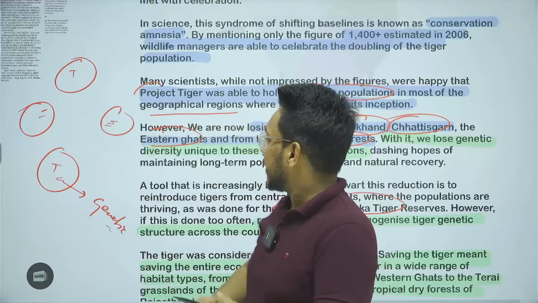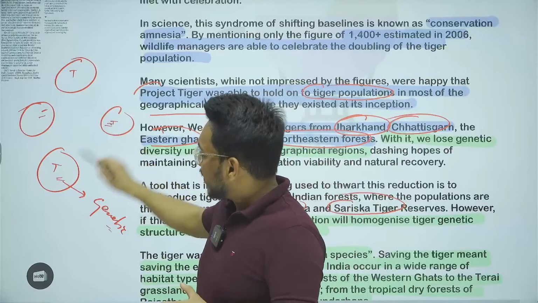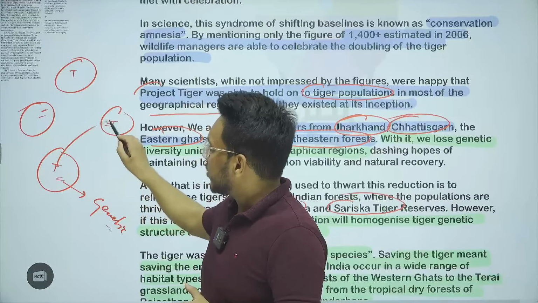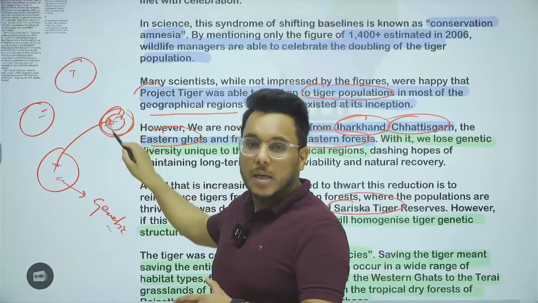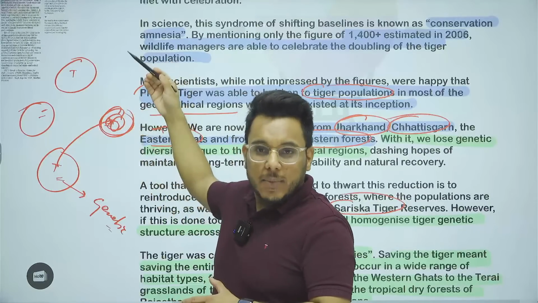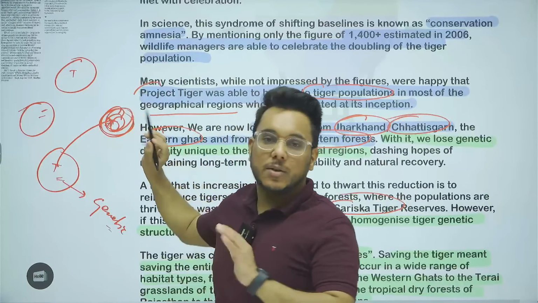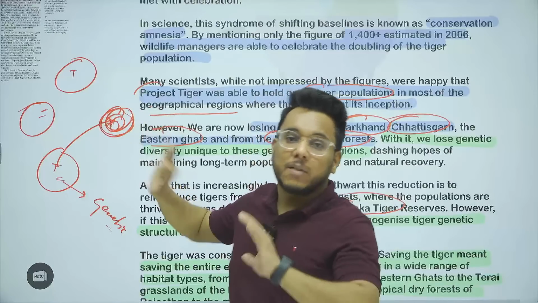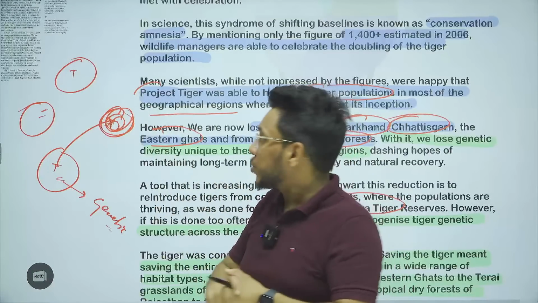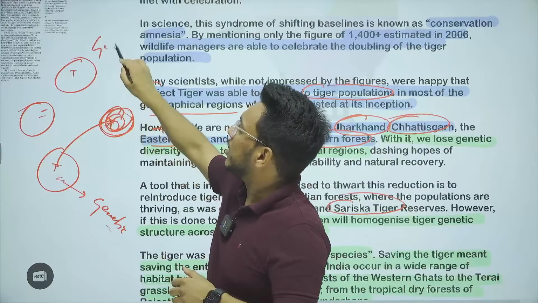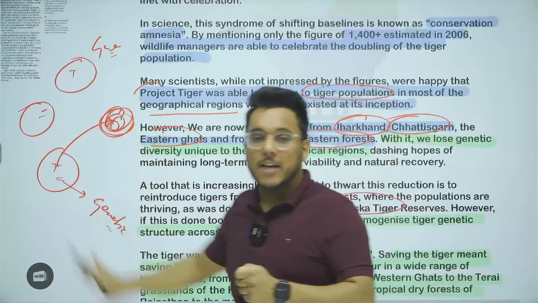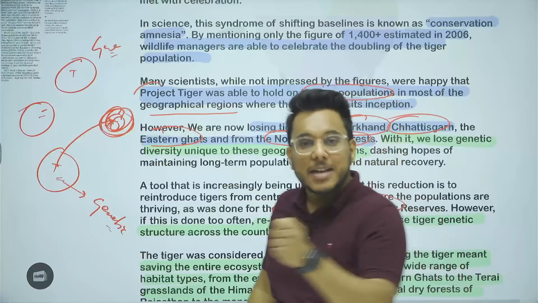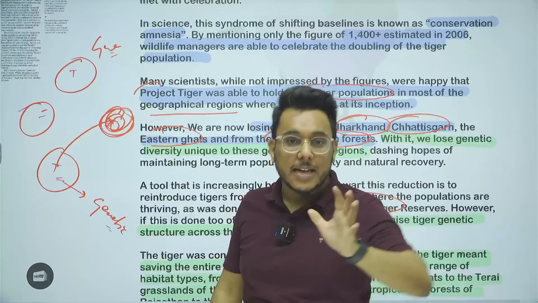Understand this particular thing: if we introduce a tiger from this place to this place, what will happen? Over a period of time, the tigers will interbreed with each other, and in some years, the genetic diversity of the entire tiger population will be lost; they will become the same. So when they have the same gene pool, they will be susceptible to the same disease. And when all the tigers have the same gene pool, what will happen? One disease can wipe out the entire tiger population.